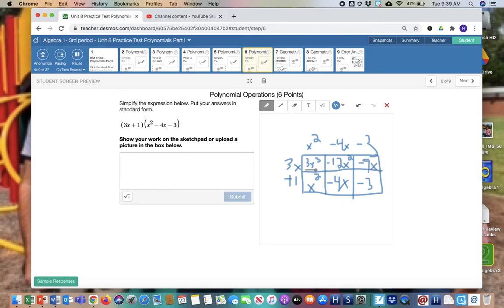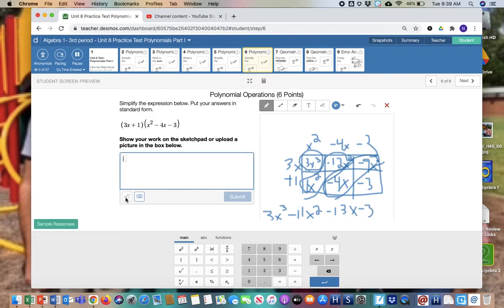Okay, now I need to combine the like terms and write it in standard form. So that's my highest individual exponent term, so I get 3x to the third. Then I combine here. So I've got negative 12x squared. Remember, this is like an implied 1. So negative 12 plus 1 is negative 11x squared. And then I've got negative 9x and negative 4x. It's going to give me negative 13x, and then I've got negative 3.